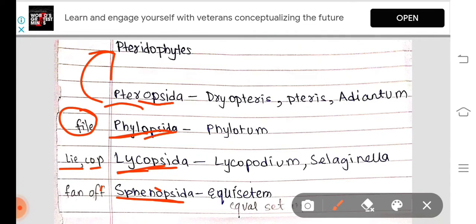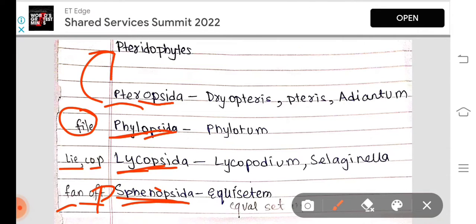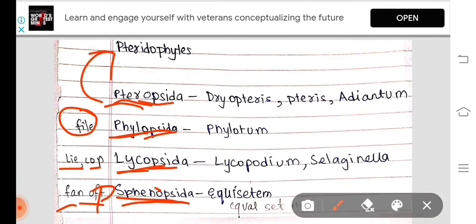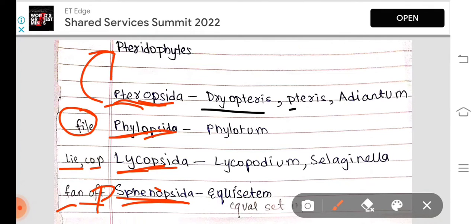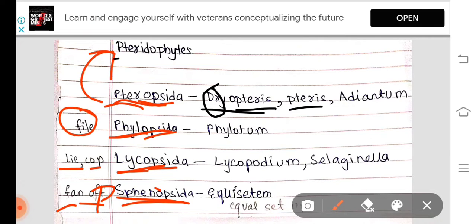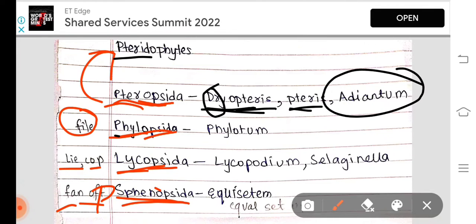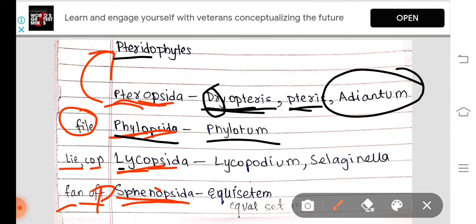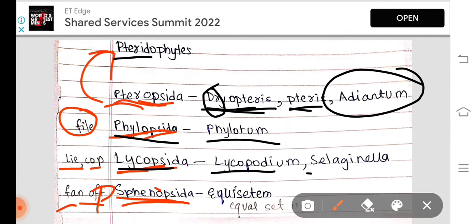Like this you can remember it. Now let's see how to remember the examples. The examples of Pteridopsida: first, Dryopteris. We just have to insert a dry and then there is pteris. So Dryopteris, and this one you have to remember, which is Adiantum. Then for Psilopsida, Psilotum. It is very similar and it is rhyming also. For Lycopsida, Lycopodium and Selaginella.